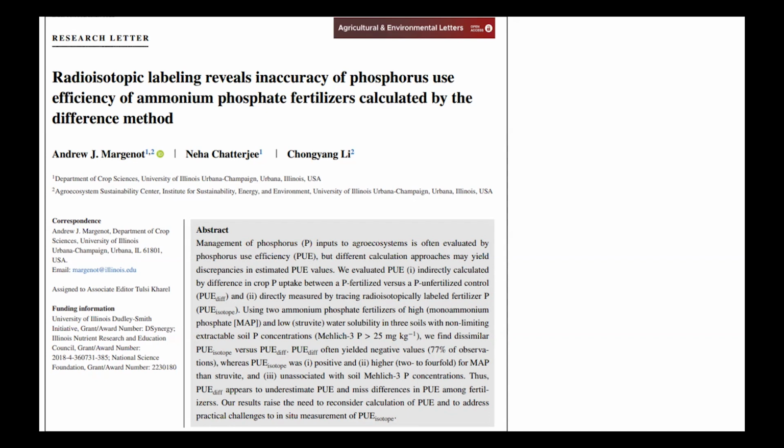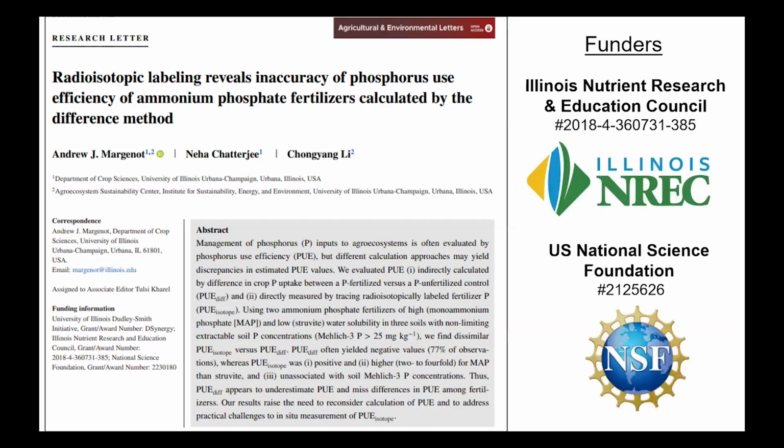Sure thing. So I'm happy to share this recent publication from our group, which is myself, as well as Neha Chatterjee and Chungyang Lee. This was sponsored by a combination of Illinois NREG and US NSF. As you can see here from the screenshot of the paper, our goal was to understand what we hypothesize as discrepancies between how we measure phosphorus fertilizer use efficiency. There are two major methods that we compared, and to summarize, we expected that one would overestimate compared to the other. I want to now walk you through the rationale for this work.